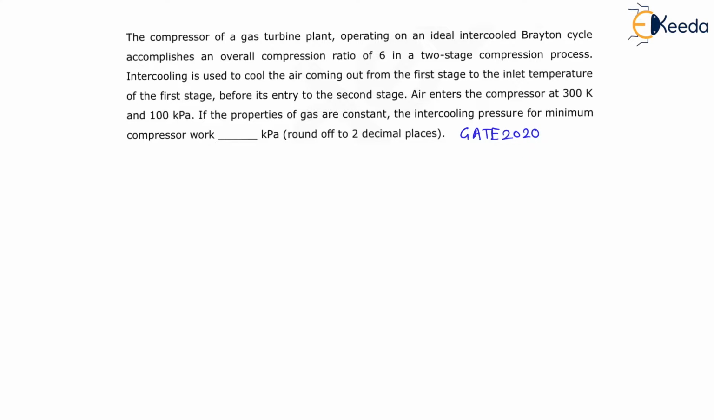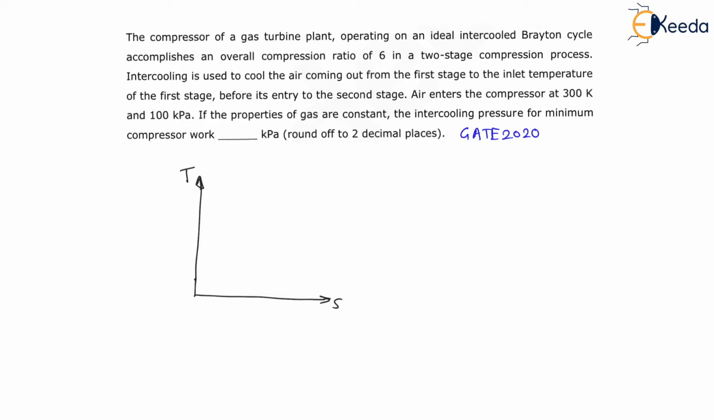Now the question is, the compressor of a gas turbine plant operating on an ideal intercooled Brayton cycle accomplishes an overall compression ratio of 6 in a two-stage compression process. Now here there is intercooling in a gas turbine. Let us draw the temperature versus entropy diagram. On the temperature versus entropy diagram, the compression is in two stages because an intercooler is used, right?